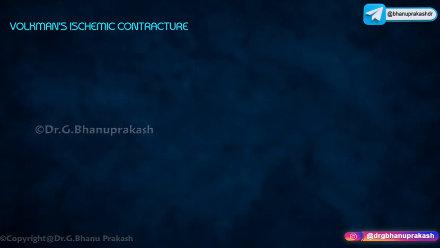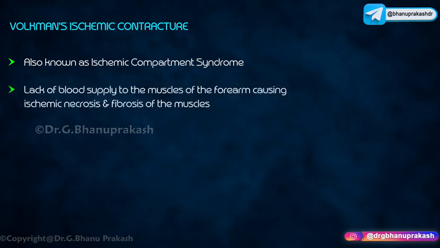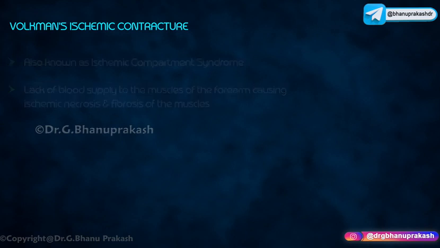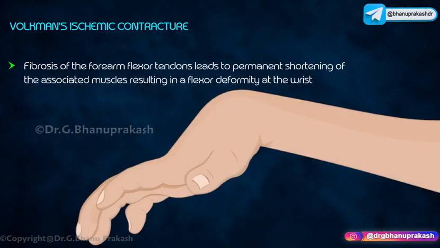Volkmann's ischemic contracture. This is also known as ischemic compartment syndrome. This results from a sustained lack of blood supply to the muscles of the forearm, causing ischemic necrosis and fibrosis of the muscles. The fibrosis of the forearm flexor tendons leads to permanent shortening of the associated muscles, resulting in a flexor deformity at the wrist.